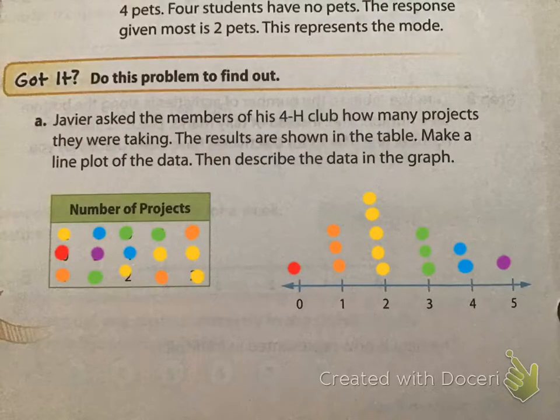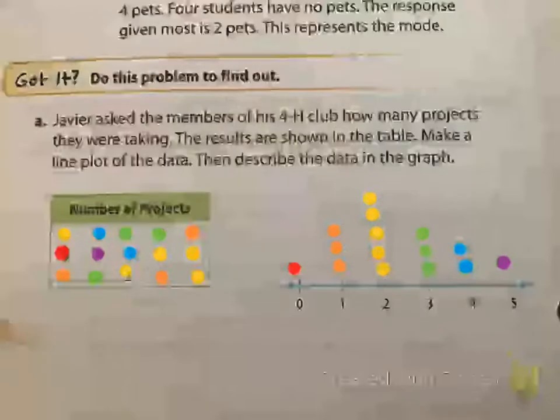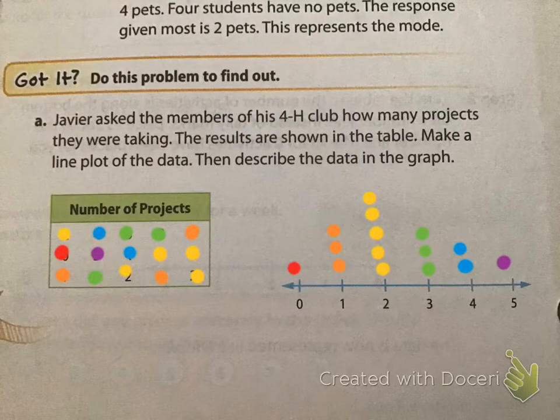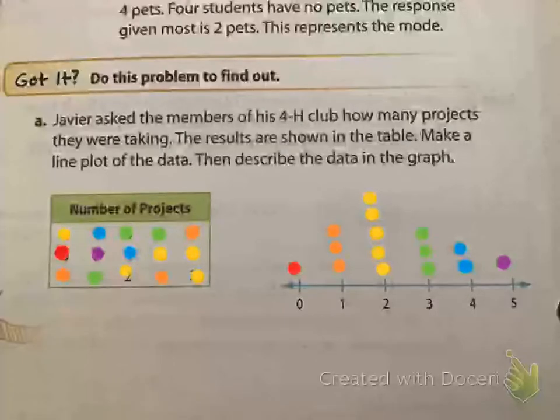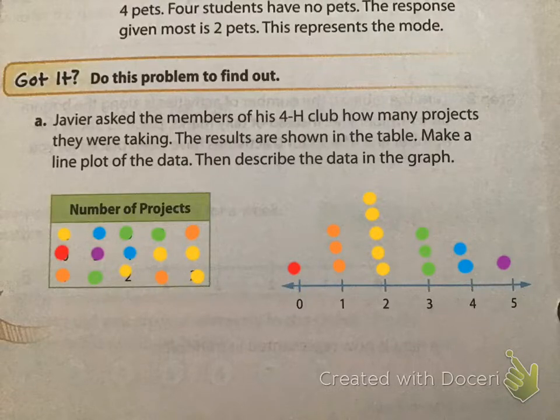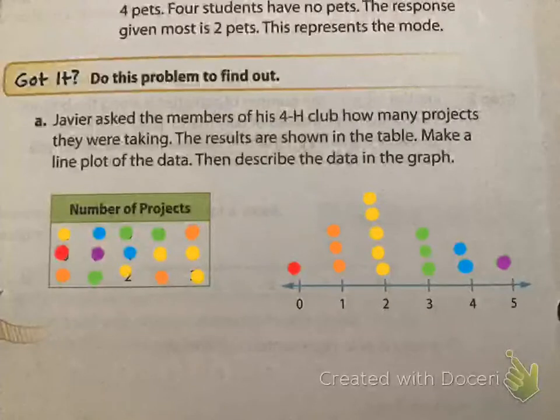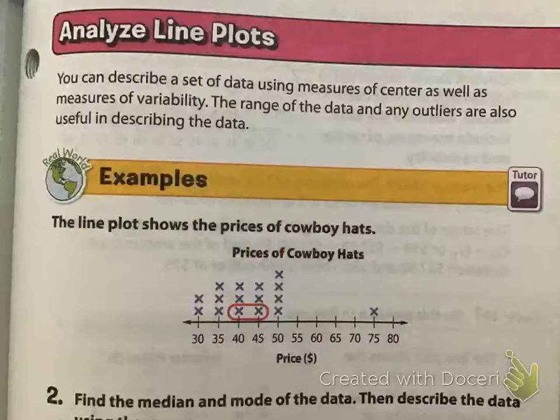Describe the data in the graph. What we can see here is that is our mode. It's the most common. And what we see here is that there was a total of 15 people who replied. Nobody had more than 5 projects, and 1 person had 0 projects. On average, people had 2 projects. Again, if we wanted to find what the average actual number was, we would add all of those together. You can describe the set of data using a measure of center as well, just like we showed.